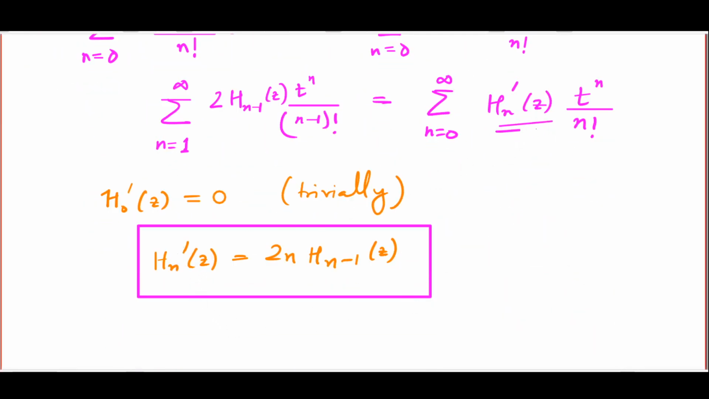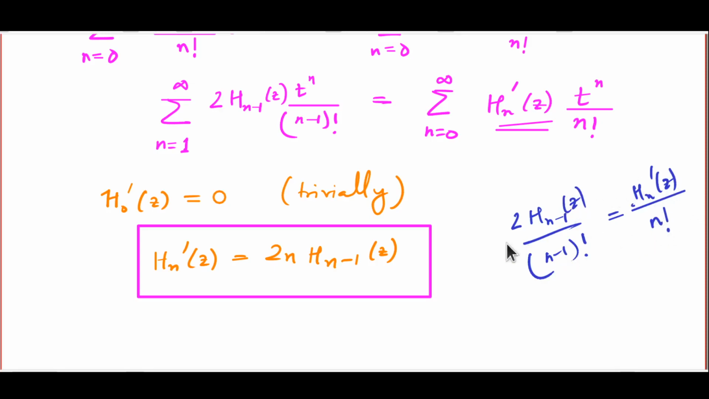Hn prime z, the coefficient of t to the n by n factorial on this side, must match the coefficient of t to the n by n factorial on this side. But just to remind you, what we really have is 2hn minus 1 by n minus 1 factorial, which is the coefficient of t to the n on the left, must equal hn prime z by n factorial, which is the coefficient of t to the n on the right. And since n factorial is n times n minus 1 factorial, you have an extra n as a result. So hn prime z is twice n times hn minus 1 z.